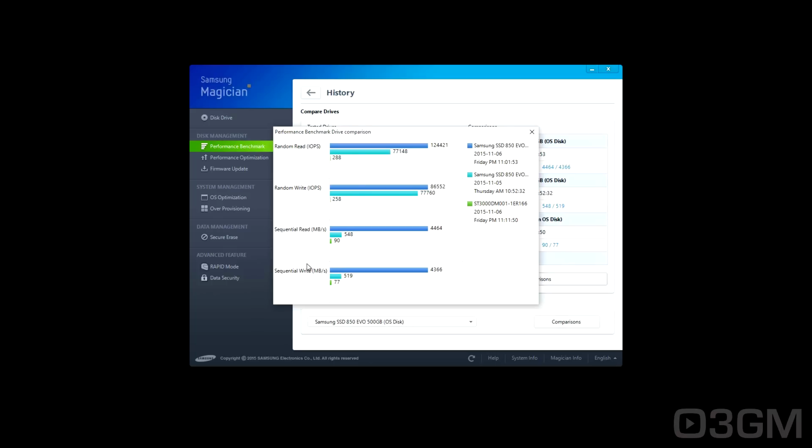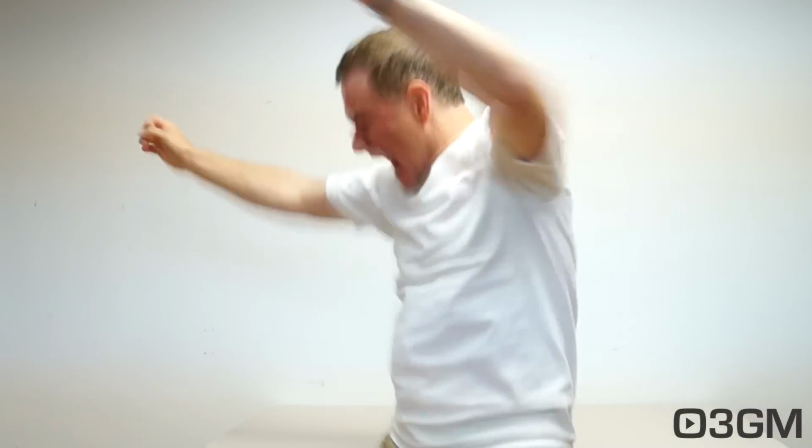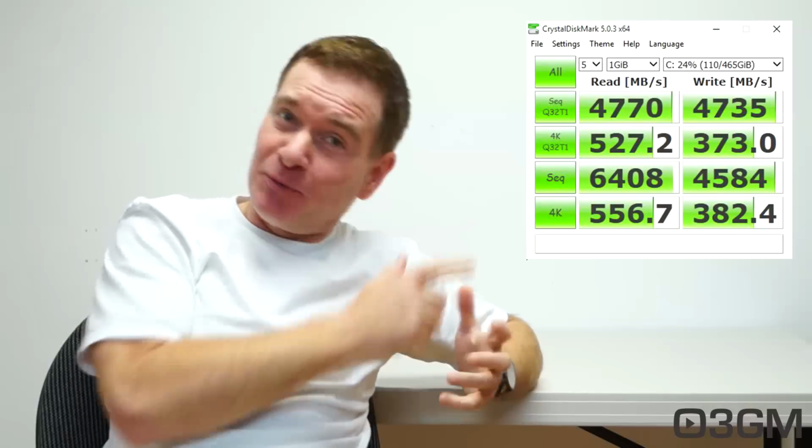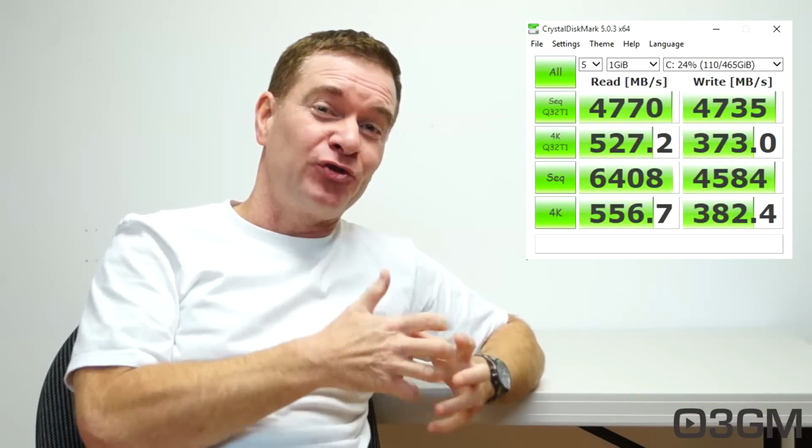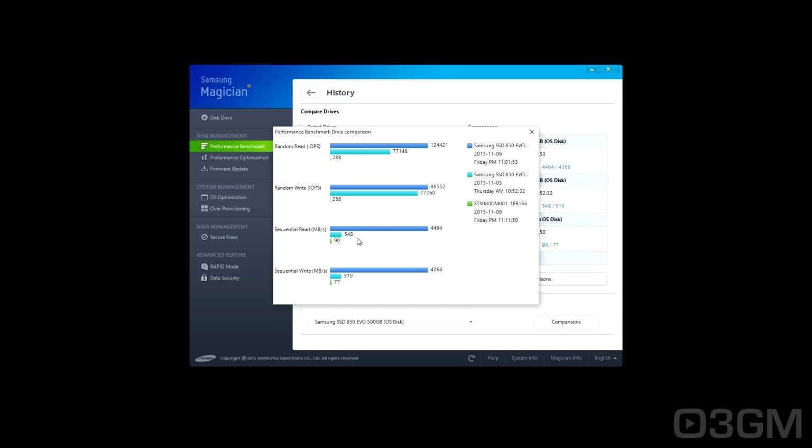Let's go down here to the sequential read and sequential write. Okay, I know. Whoa, what the heck is this all about? Crazy, right? Just astounding. Okay, so I know what you're thinking. This is Samsung's own special benchmark program, and maybe the results are skewed in favor of Samsung drives. Well, I ran the CrystalDiskMark benchmark, and as you can see, they're pretty much on par. So, all's good.